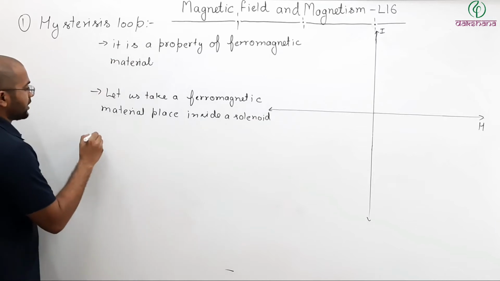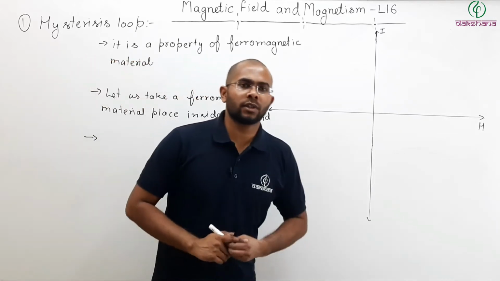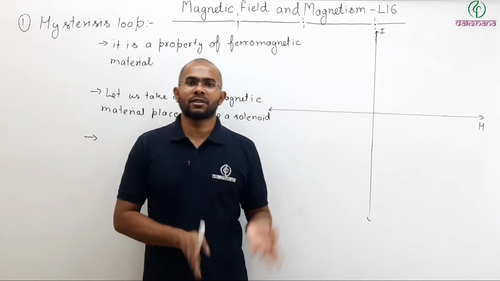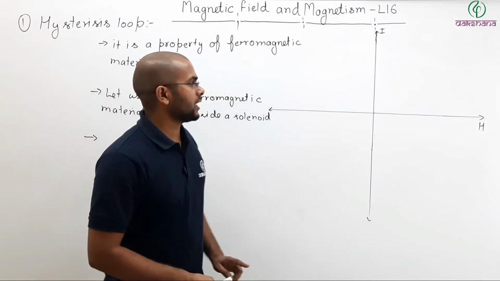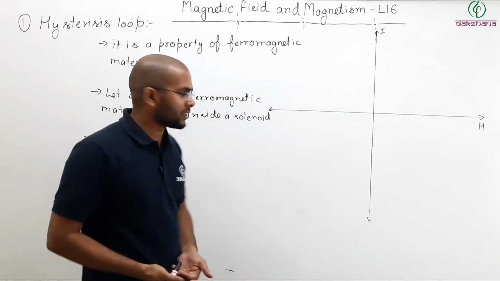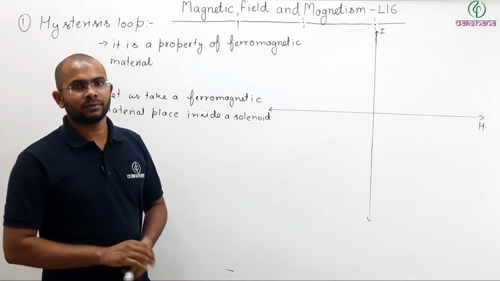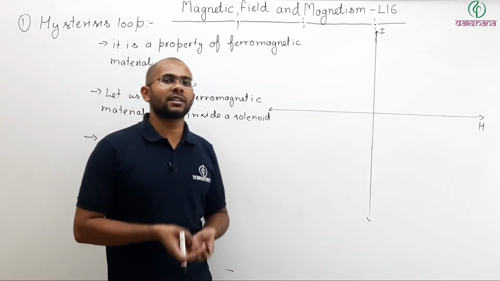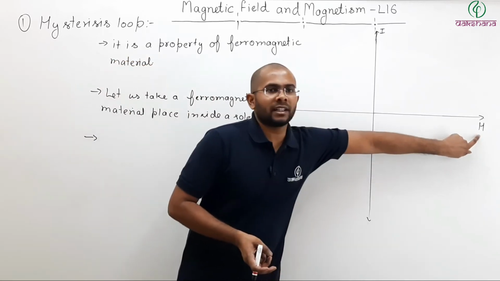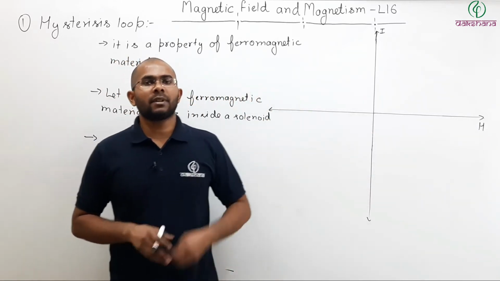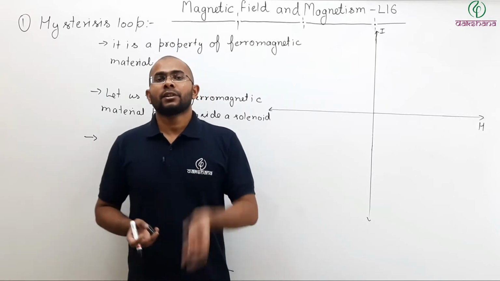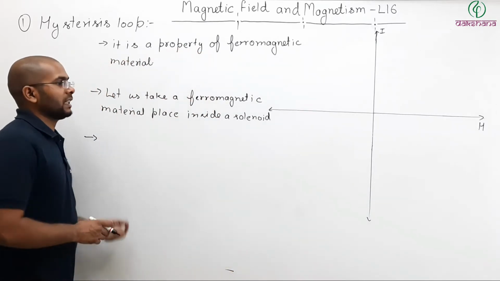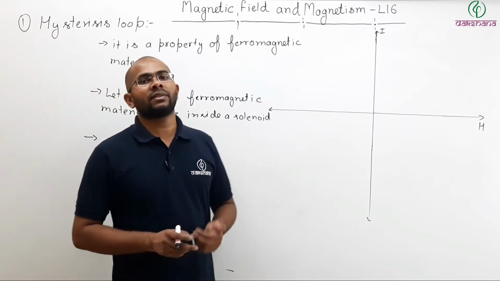Now, if I pass current through the solenoid, a magnetic field will be produced, and because of that magnetic field the material will be magnetized. But initially the current is 0, so the magnetic field due to the solenoid is 0, and your H vector, the magnetic intensity vector, is 0. And if the magnetic intensity vector is 0, initially your ferromagnetic material is in an unmagnetized state. So initially the material is unmagnetized and the external field is 0.